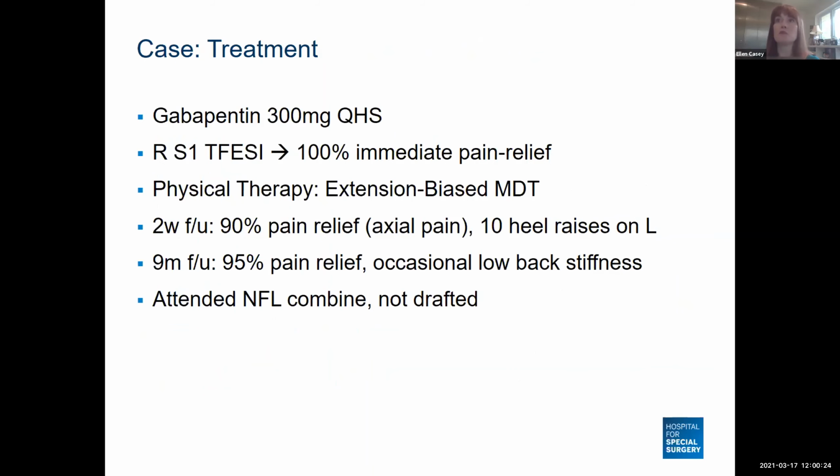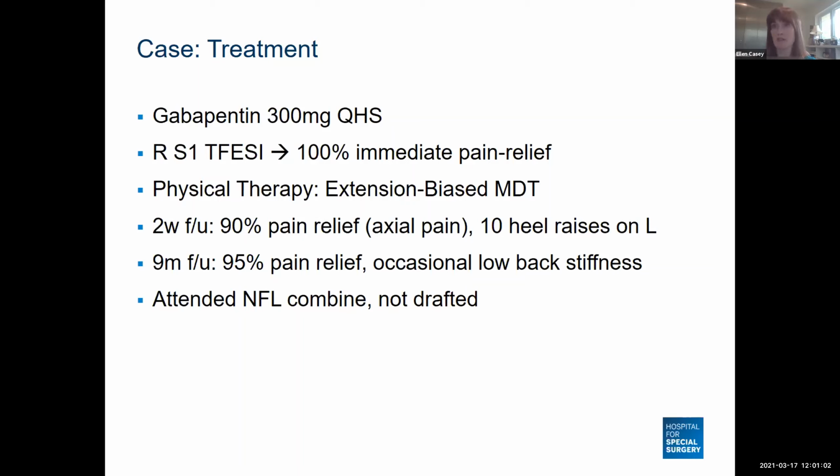What I did with this patient, because he was having trouble sleeping, we did use gabapentin for a short amount of time at night. We did a right S1 transforaminal injection. We asked him immediately, when just the anesthetic obviously is at play, what his pain relief was. He had 100% pain relief at that time. We got him into physical therapy in an extension-biased approach because he hurts with flexion. At his 2-week follow-up, he had 90% pain relief. He was only having back pain, no more leg pain at that time, and he was able to do the full 10 heel raises on the left.